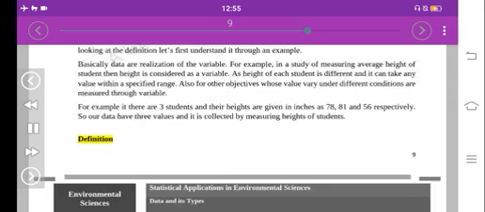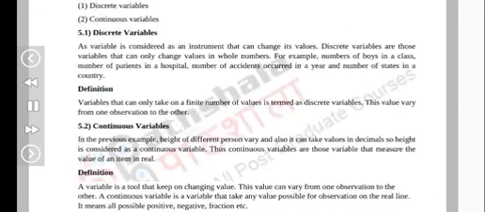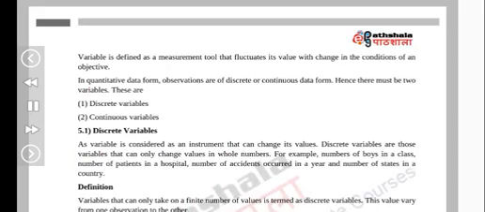Definition. Variable is defined as a measurement tool that fluctuates its value with change in the conditions of an objective. In quantitative data form, observations are of discrete or continuous data form. Hence there must be 2 variables. These are 1. Discrete variables. 2. Continuous variables.